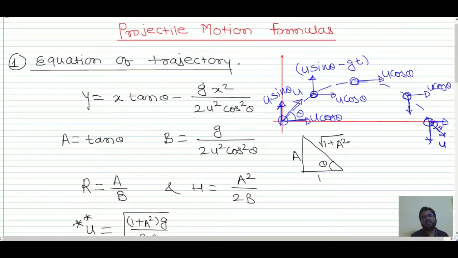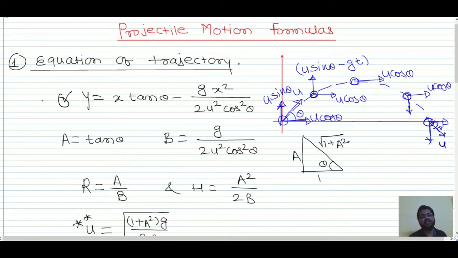So in this video I'll be taking projectile motion formulas and some problems related to projectile motion. See here, the first one you have to remember in projectile motion is the equation of trajectory. What is the equation of trajectory? It is y is equal to x tan theta minus gx squared divided by 2u squared cos squared theta. So this is the equation of trajectory that you need to remember.